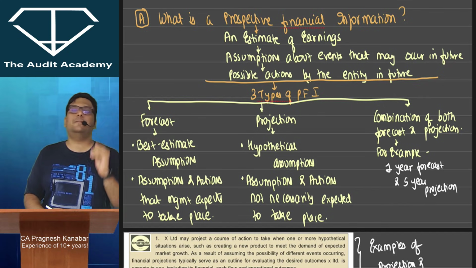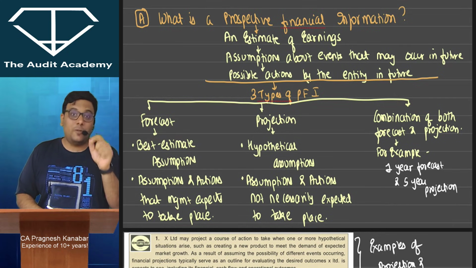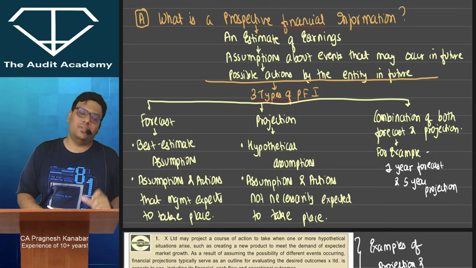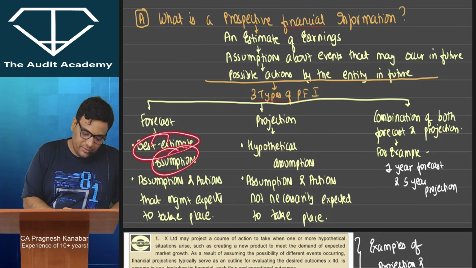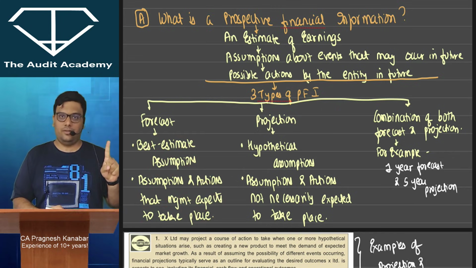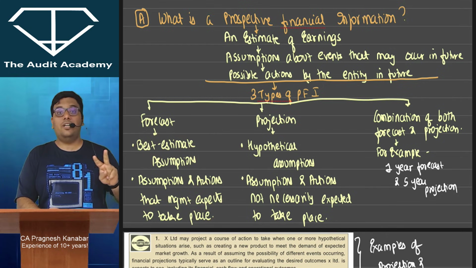So when management is preparing prospective financial information, and they are showing you a very short term, near term estimate, which is based upon best estimate assumptions which they expect to take place, that is a forecast.